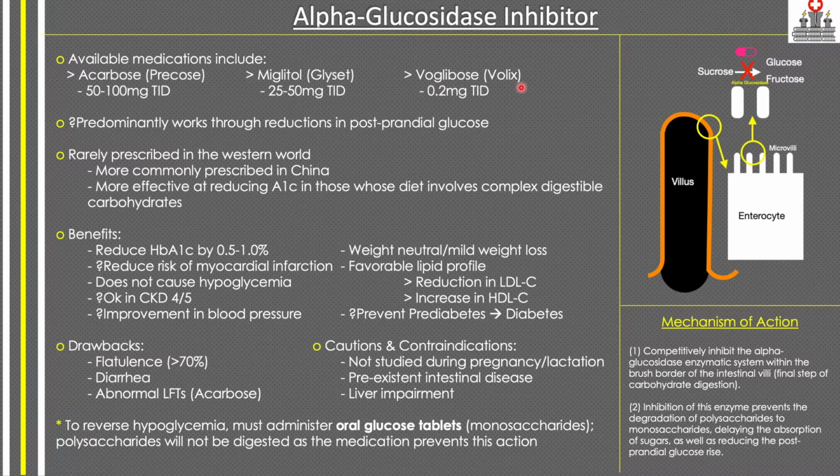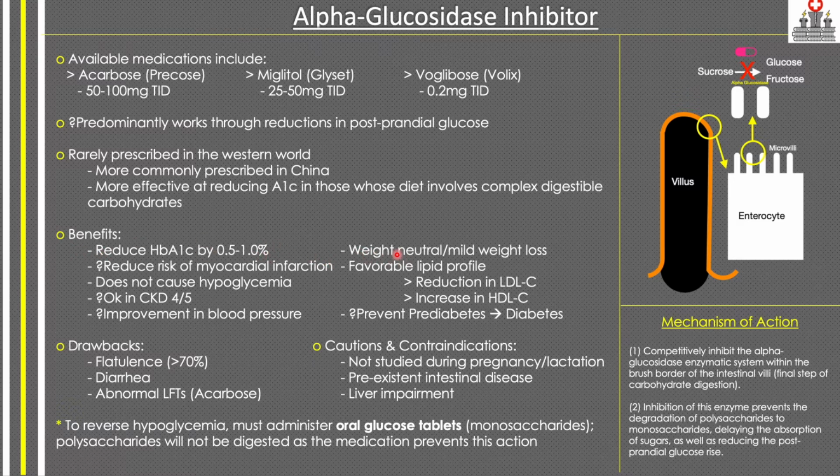So, okay, now that we have this in mind, we have stated it works predominantly through the reduction in postprandial glucose. It's more commonly prescribed in China, and as we said, it's more effective in patients whose A1C is elevated, likely because they have complex digestible carbohydrates in their diet. If you have a low-carb diet, it's really going to do very little for you. Benefits of this: it reduces the A1C modestly by about 1.0%.